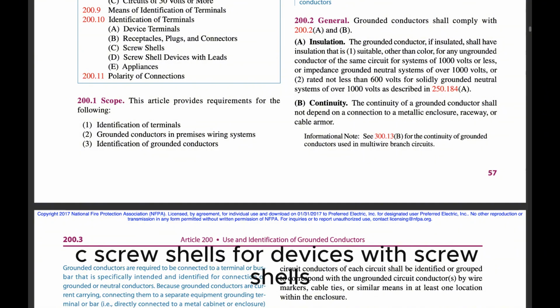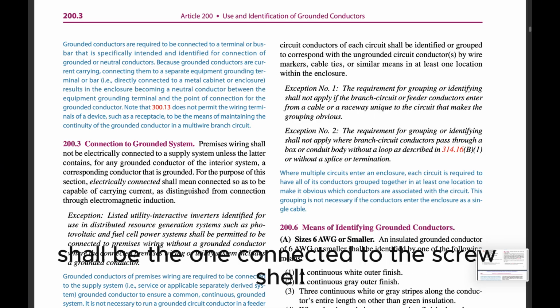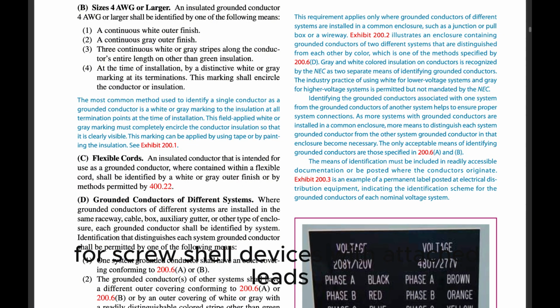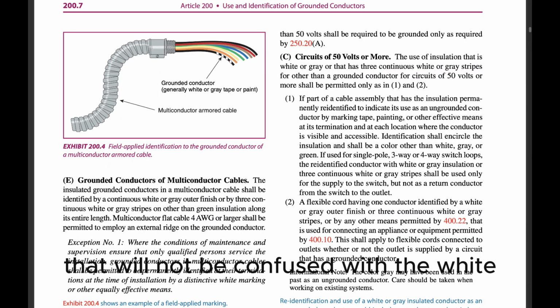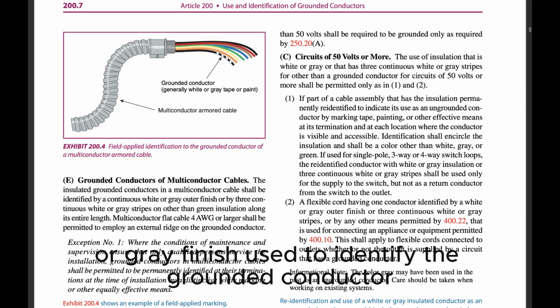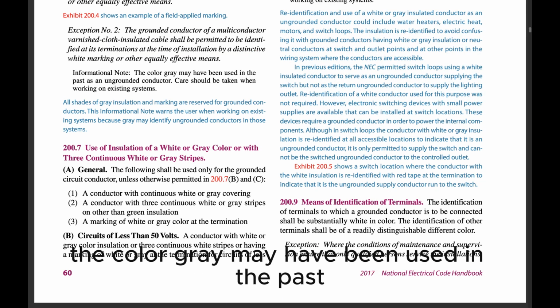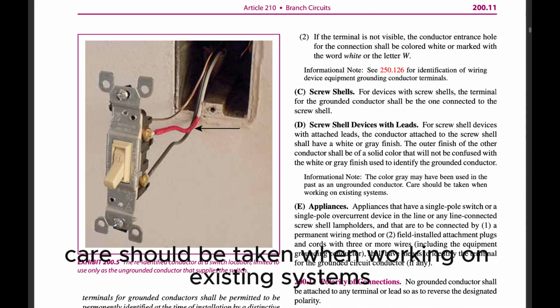C. Screw shells. For devices with screw shells, the terminal for the grounded conductor shall be the one connected to the screw shell. D. Screw shell devices with leads. For screw shell devices with attached leads, the conductor attached to the screw shell shall have a white or gray finish. The outer finish of the other conductor shall be of a solid color that will not be confused with the white or gray finish used to identify the grounded conductor. Informational note: the color gray may have been used in the past as an ungrounded conductor. Care should be taken when working on existing systems.